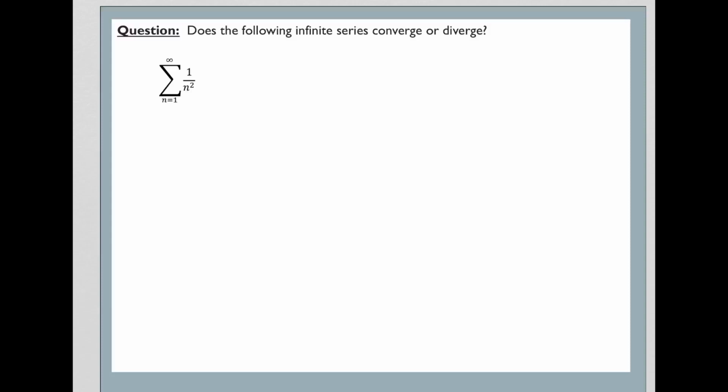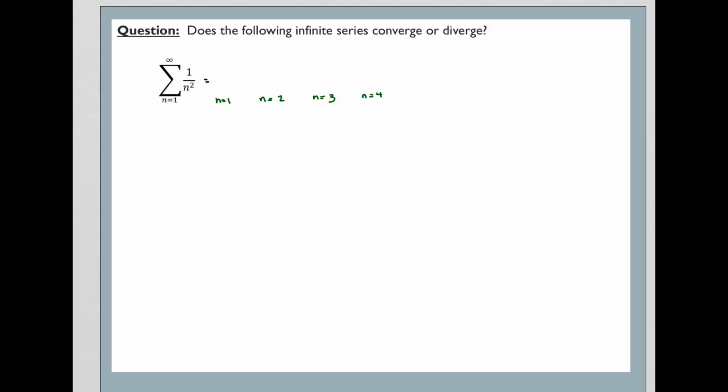The infinite series n equals 1 to infinity of 1 over n squared. Does that series converge or does it diverge? Well, let's see. Let's start by listing out the first few terms in our series, just to get an idea of what this series looks like. Let's let n be 1, and n be 2, and n be 3, and n be 4. And let's list out the first 4 terms in this series.